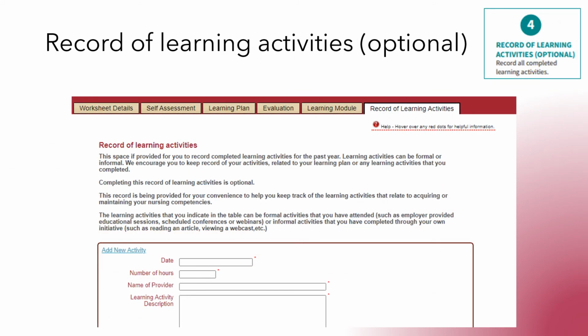The fourth and final step is your record of learning activities. This is optional. Here you can keep a record of your activities related to your learning plan or any learning activities that you completed this year.